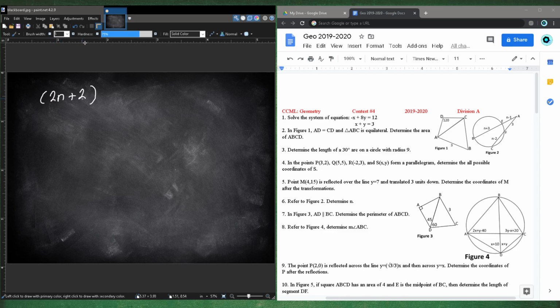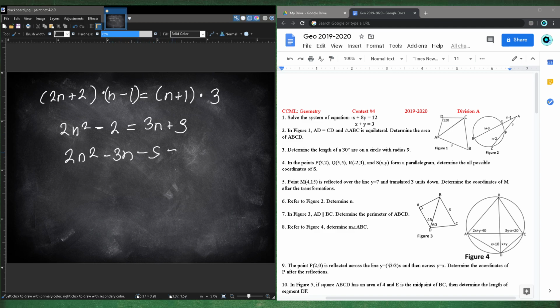So the entire length is multiplied by the section outside. So the section outside is n minus 1. It's equal to the same thing on the other line, which is n minus 1 plus n minus 2 plus 3, which is n plus 1, and then multiply the section outside, which is 3. So this one is 2n squared minus 2n plus 2n, that cancel each other out, and then minus 2, and that equals 3n plus 3, right? So 2n squared minus 3n minus 5 is equal to 0.